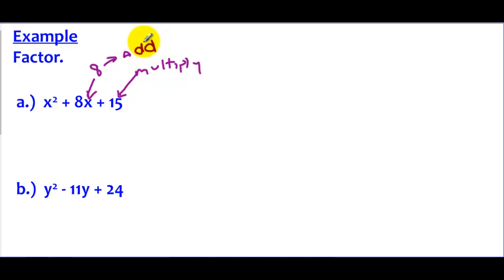So I'm going to say, can I find a pair of numbers that multiplies to 15 and adds up to 8? Well, if you're stuck, come off to the side and say, okay, I can do 1 and 15. I can say 3 and 5. Okay, well, it looks like I ran out. Those are the only pairs of numbers that give me 15. And that bottom one, 3 and 5, is the pair that adds up to 8.